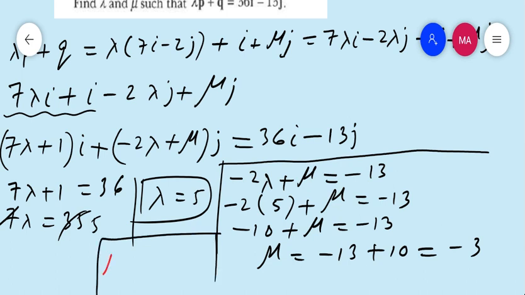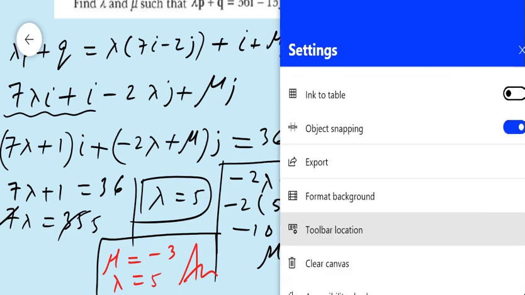Hence mu is minus 3 and lambda is 5. This is our final answer of question number 8. Hope you understand and enjoy question number 8. Move to the last question of this exercise.